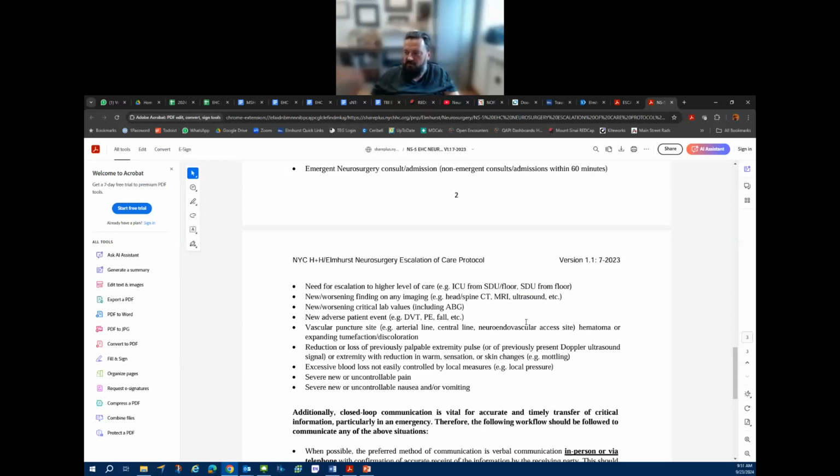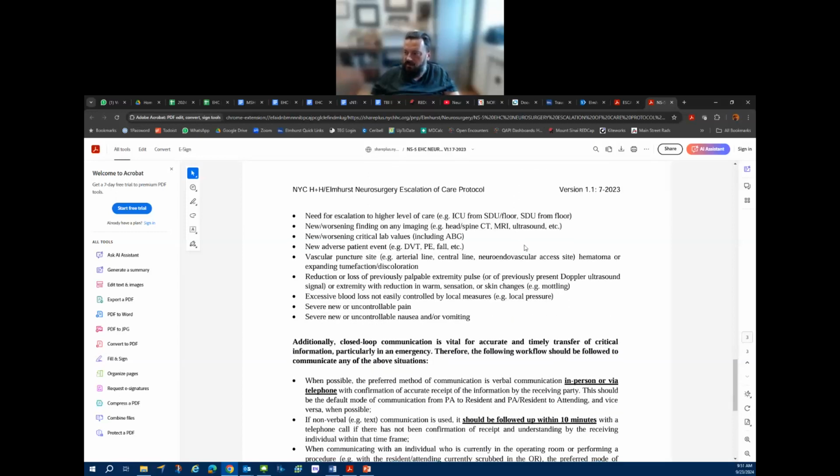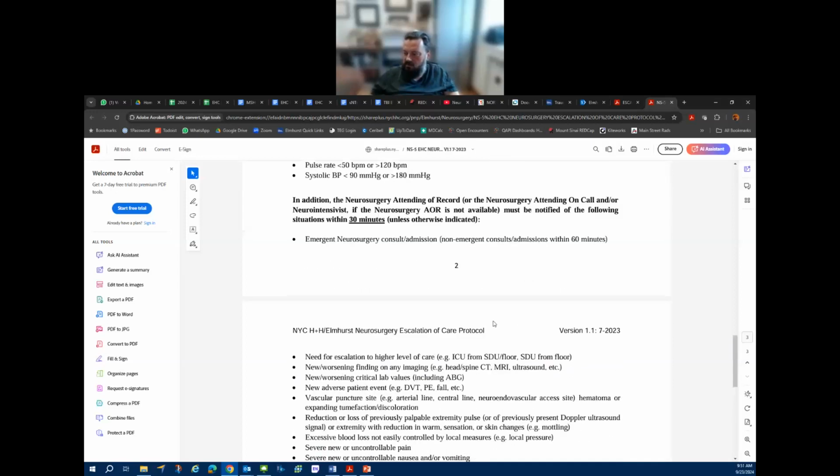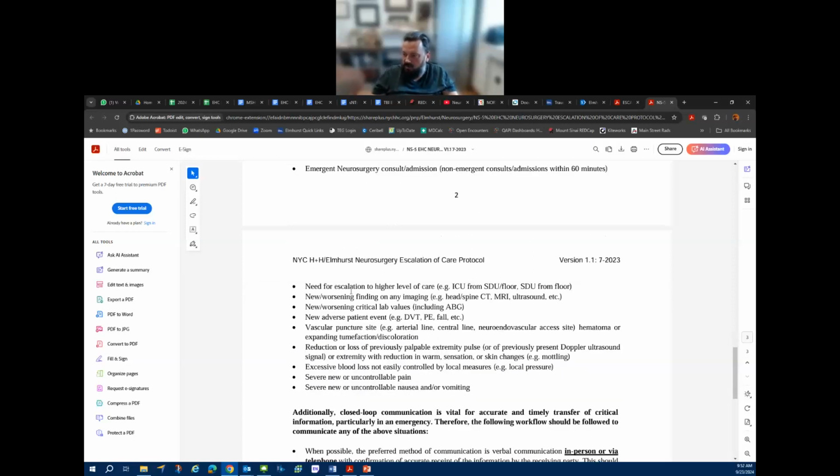Because reading these scans is a skill that is gained over time, and people can miss things. And so it's important for the attending to be aware of any imaging that's done on a patient that might be relevant to us sooner rather than later. But certainly if there's a new or worsening finding on it, it should be escalated quite rapidly.